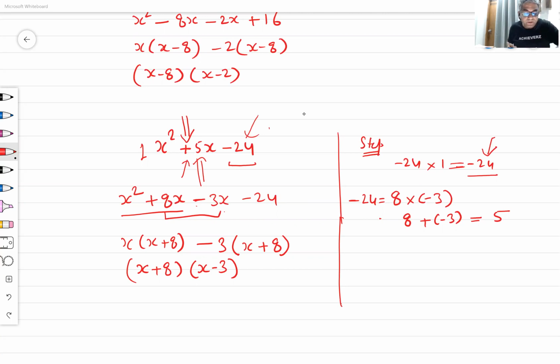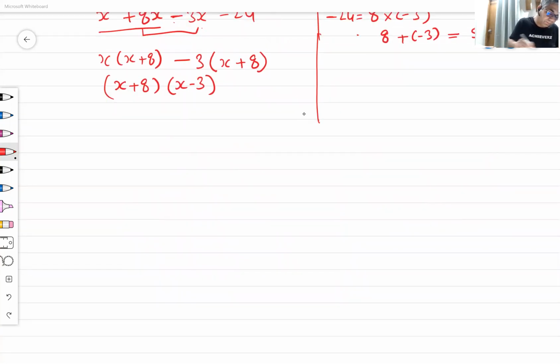So let's take one more quickly, right? One more question. Yes, Herschel. Very good. So here is another question. X square minus 11x minus 80. So I am leaving it for you to solve. Please do it.